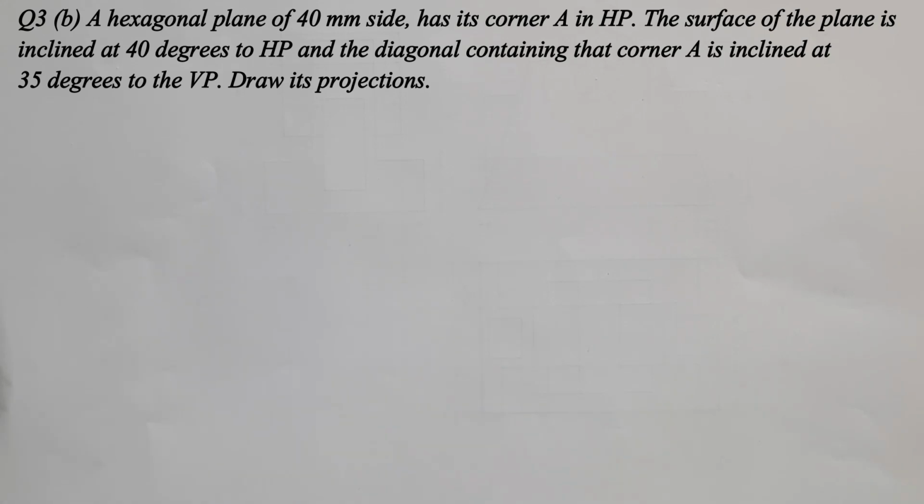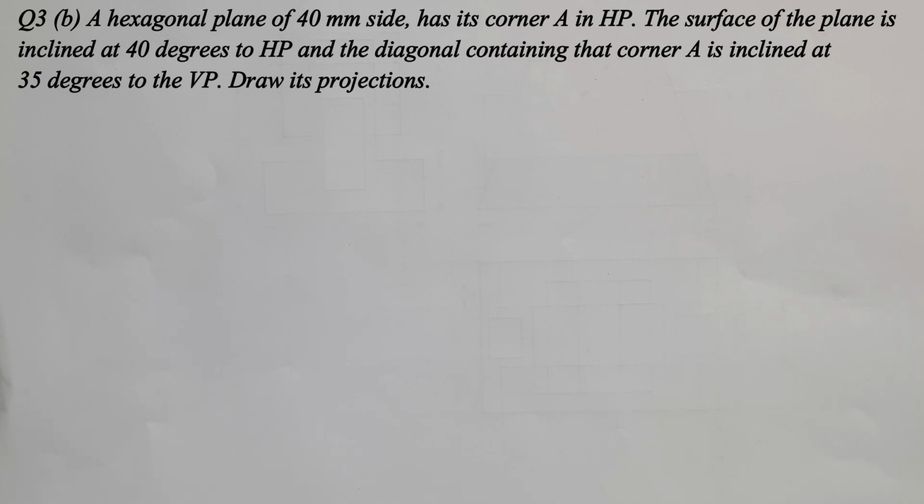Question number 3b. A hexagon plane of 40 mm side has its corner A in the HP. The surface of the plane is inclined at 40 degrees to HP. The diagonal containing that corner A is inclined at 35 degrees to the VP. Draw its projections. As the inclination of the surface is given with HP, the true shape of the given hexagon will be visible in top view.